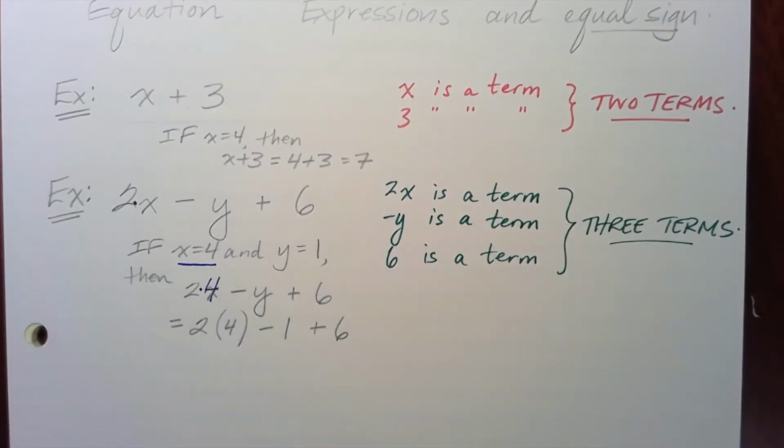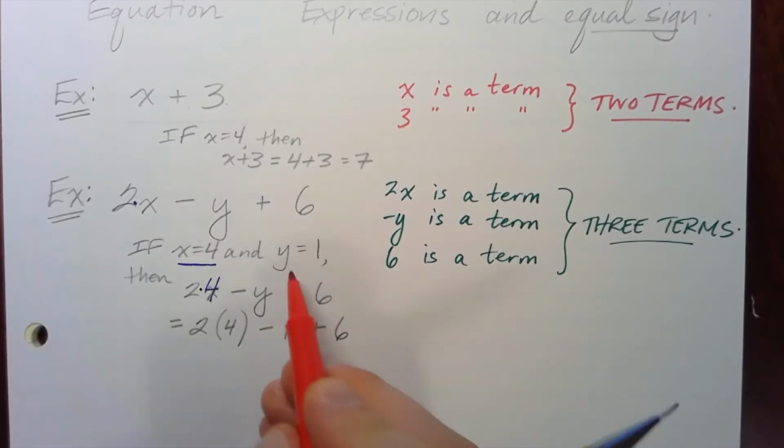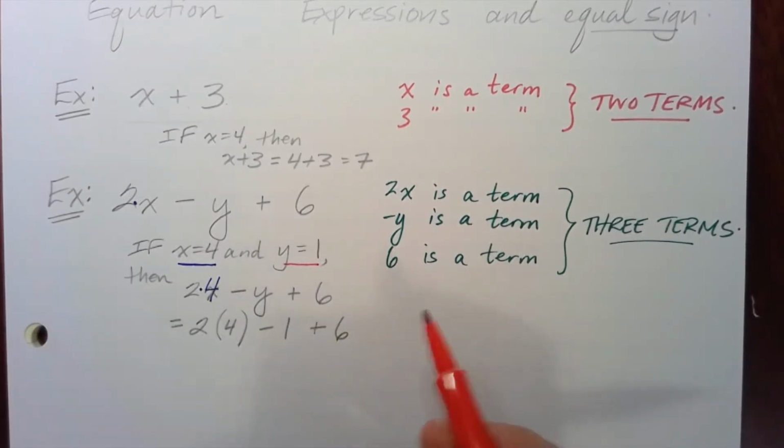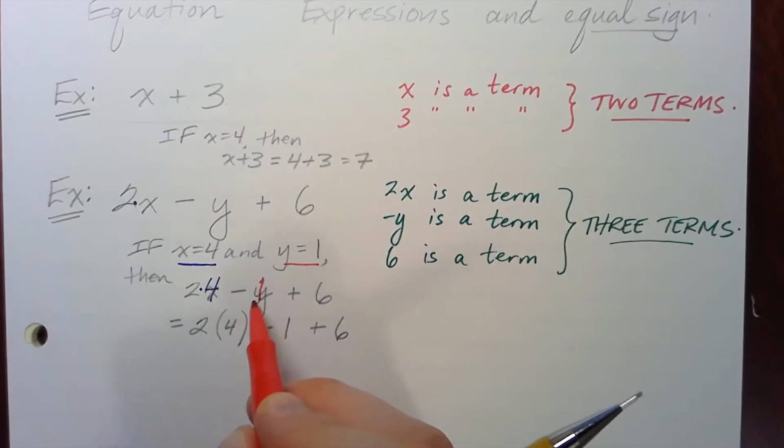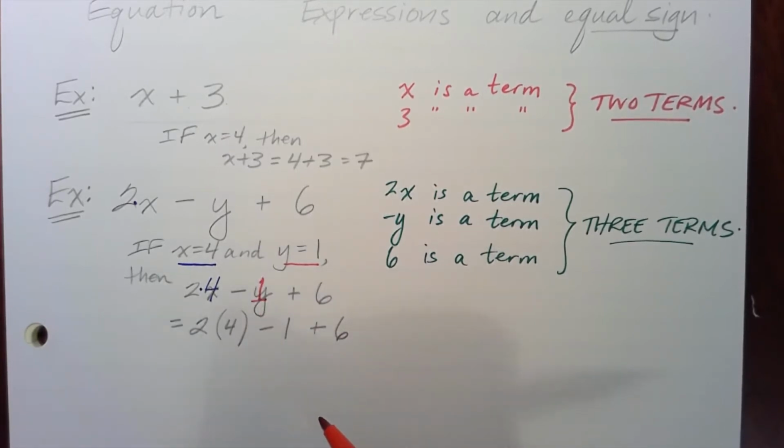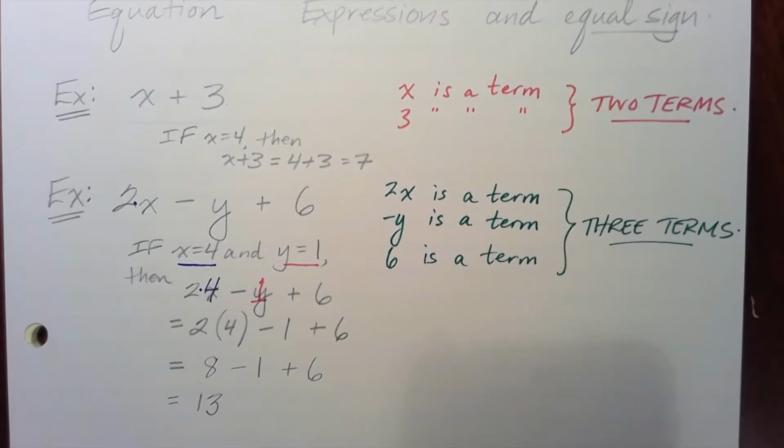And then the same thing could be said for the y. If y equals 1, well then I'm going to come in and put a 1 right there. Okay? And it's minus y, so it's minus 1. And so then we could use order of operations to know that we need to do the 2 times 4 to get 8, minus 1 plus 6, which is, of course, 8 minus 1 is 7, plus 6 is 13. And so there you have it.